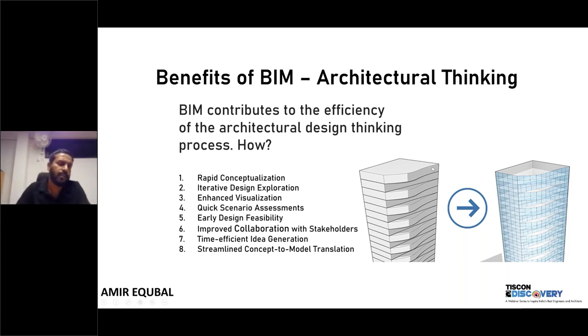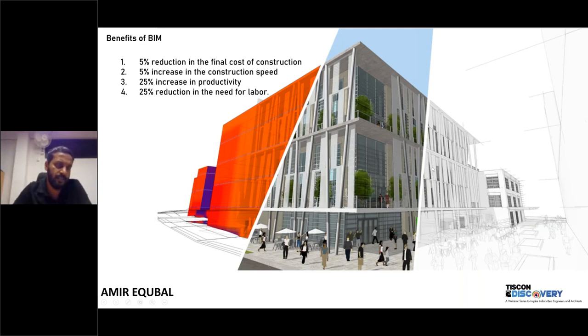Coming to the data, it says that the data is from some research. It says a 5% reduction in the final cost of construction, a 5% increase in construction speed, 25%. But I feel that it can be much more, especially in the section of productivity. It can be much more, and there is the possibility of creative thinking and how technology can aid you in thinking through lots of different options that you could not have done while doing this manually over the traditional approach of AutoCAD and just sketching.